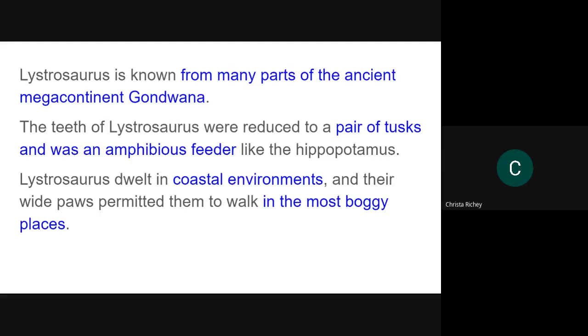It just can't. But Lystrosaurus had very splayed feet, so widespread toes, and the more surface area that their foot would take, the better they were adapted to the swampy, marshy kind of environment, so they wouldn't sink down into the mud.